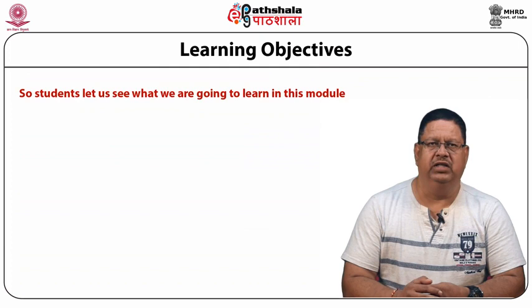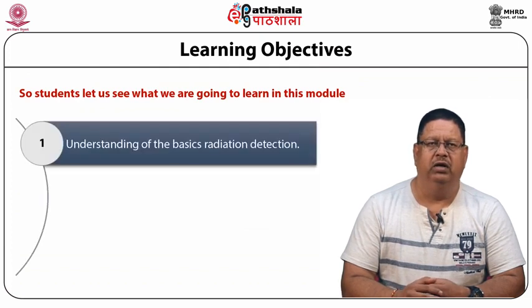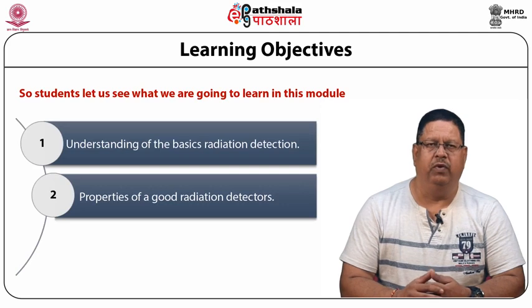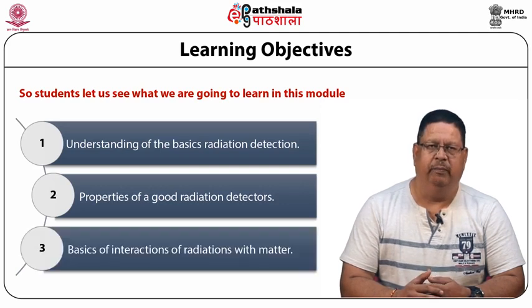Today we are going to talk on the module Radiation Detectors Part 1, under the paper Nuclear and Particle Physics. After completing this module, the students will be able to: number 1, understand the basics of radiation detection; number 2, properties of good radiation detectors; and number 3, basics of interaction of radiations with matter.